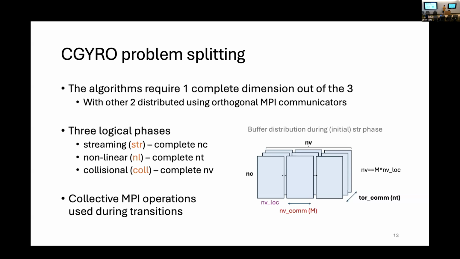So the streaming phase, which is where CGYRO starts, needs a complete NC. The nonlinear one needs the complete NT, and the collisional one needs a complete NV.